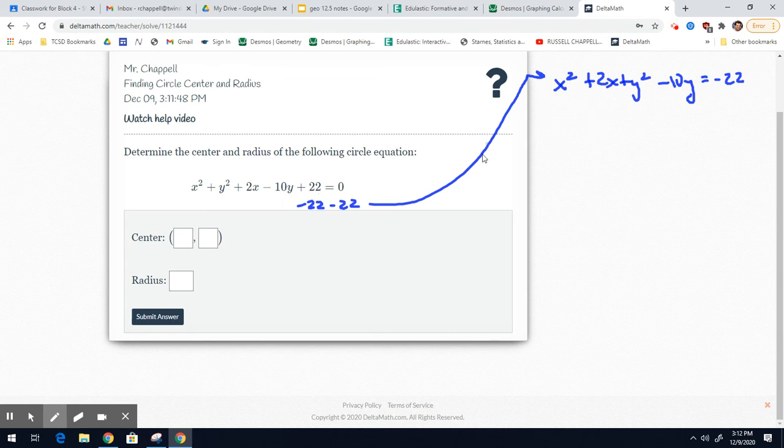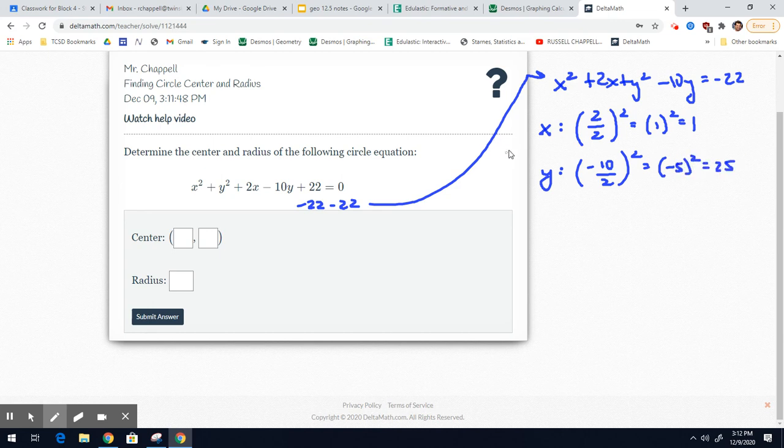And now we're looking for our b values, our magic numbers. So for x, your b value is 2. You're going to take 2, divide it by 2 and square it. That's 1 squared, which is 1. For y, you're going to take negative 10, the b value, divided by 2 and square it. That's negative 5 squared, which is 25. So again, this step is that b over 2 squared step, the most important step. And now we're going to add those numbers to both sides.